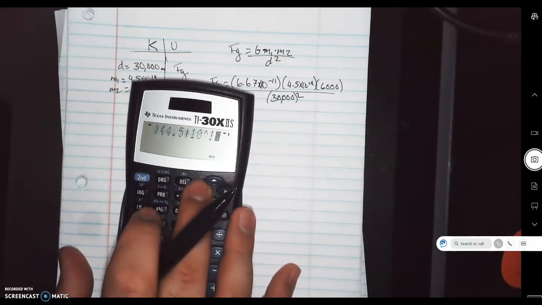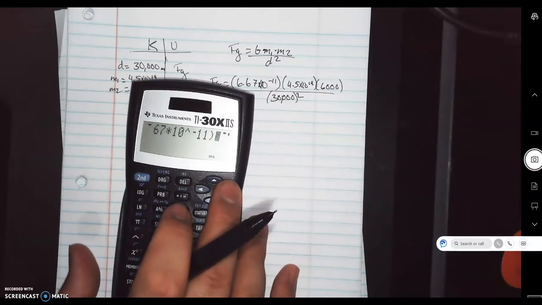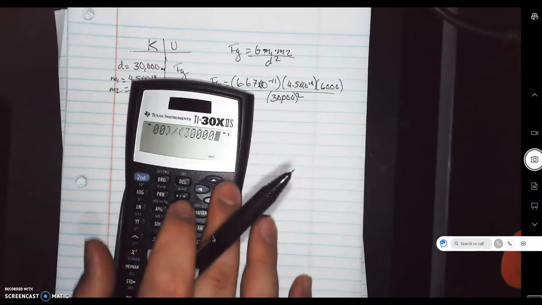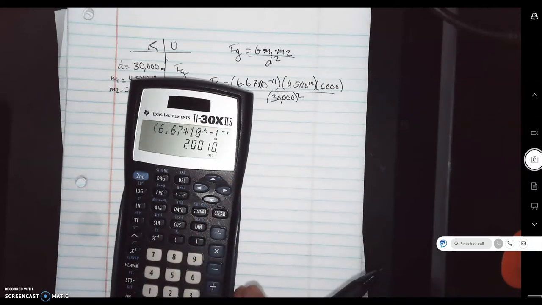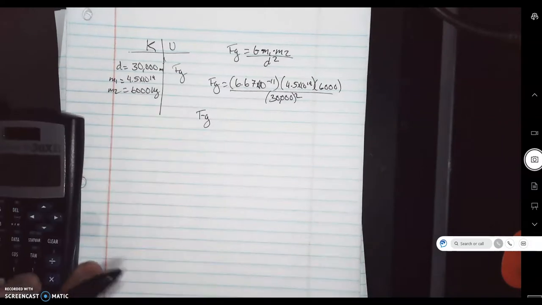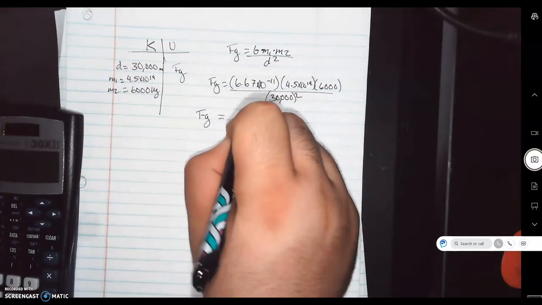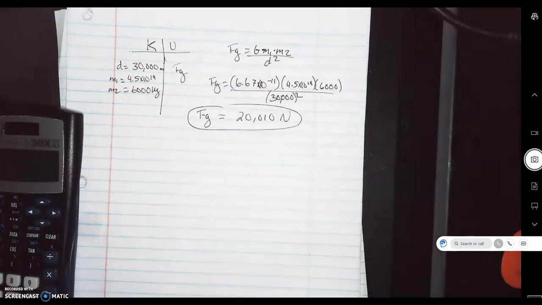So this is just going to let you do this in one whole step. So let's scroll back so we can see what I did. I just typed in the top first number, multiplied that by the second number, then we have times 6,000 divided by 30,000 squared. When you click enter, that's your actual answer. So the force of gravity is going to be 20,010 newtons. And that is your final answer.